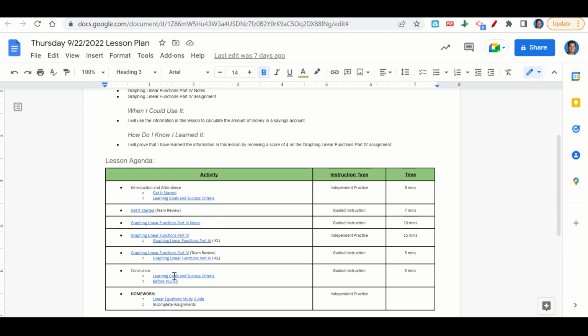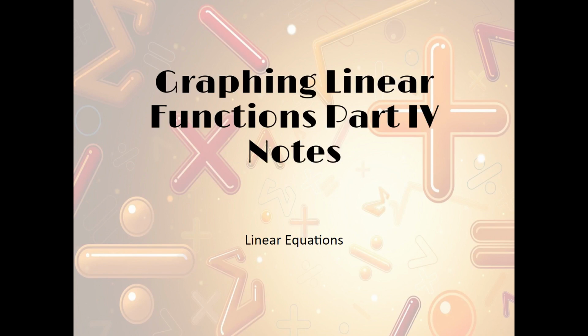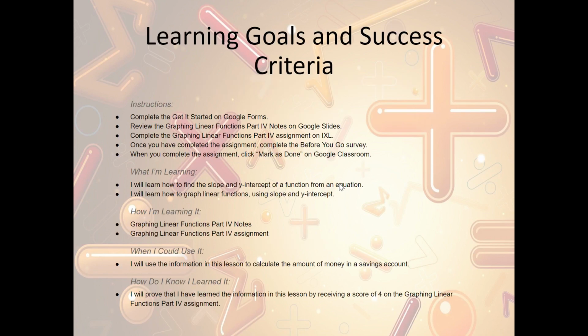Once you've completed the assignment, we'll go over it together and answer any questions that you may have. At the end of class, we'll go back over our learning goals and success criteria while you fill out your Before You Go. Your only homework for tonight is to complete the Linear Equation Study Guide and any incomplete assignments that you may have. Let's take a look now at the Graphing Linear Functions Part 4 notes. The notes begin with the learning goals and success criteria.